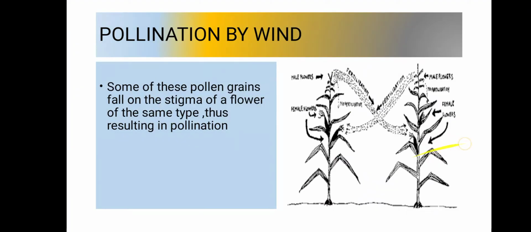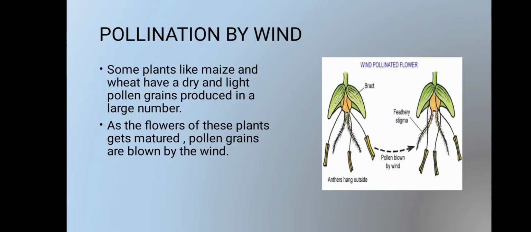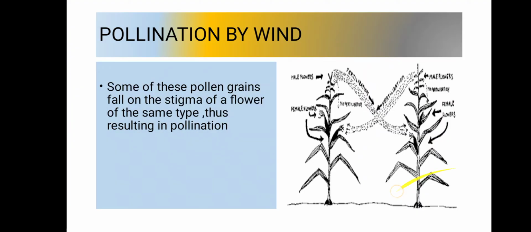We have taken a simple example of a maize plant. Some plants like maize and wheat have dry, light pollen grains produced in large numbers. As the flowers of these plants mature, pollen grains are blown by the wind. Some of these pollen grains fall on the stigma of a flower of the same type, thus resulting in pollination.